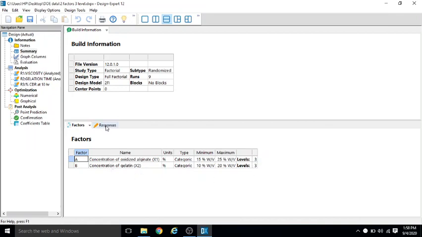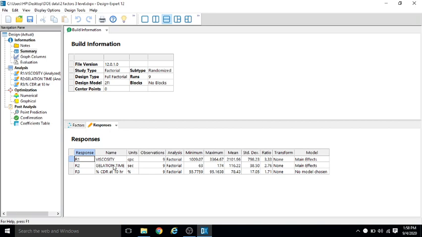And we are going to check the effect of factors on these three responses, that is viscosity, gelation time, and percentage CDR at 10 hours. The method of analysis is factorial. Okay, this is mean of the data which we have entered. So minimum data, maximum data, and the mean value, the standard deviation, right?